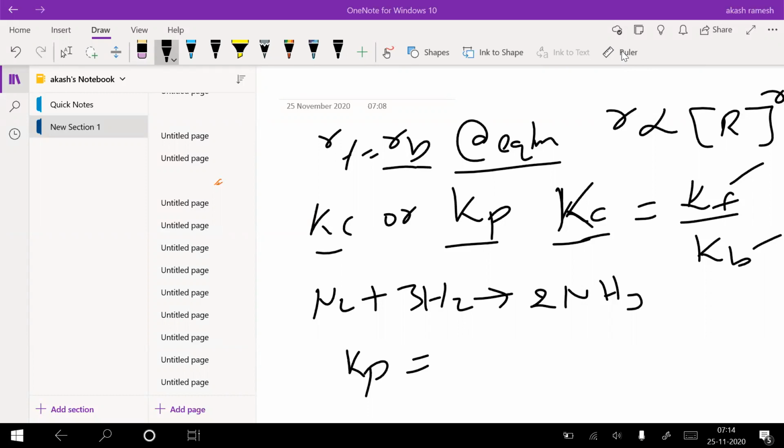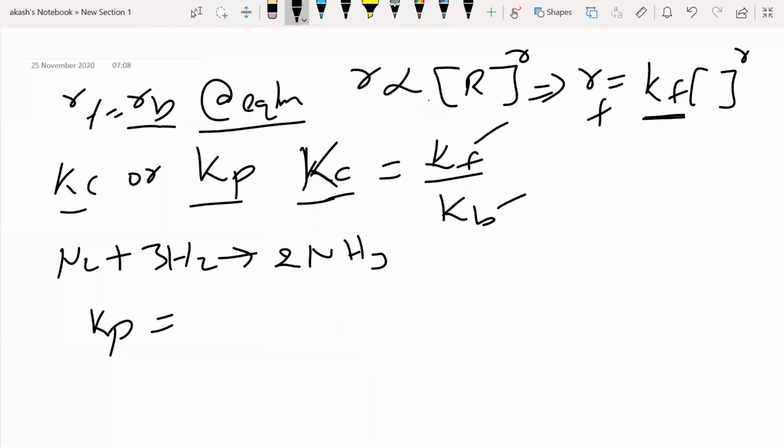Yes, sir. Can you tell me what will be Kp? How will you write Kp for this reaction? This particular reaction, N2 plus 3H2 giving NH3. How will you write the Kp equation?